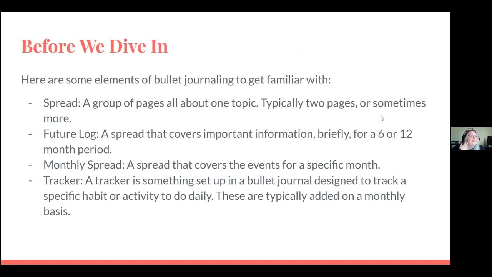Before we dive into the actual method of the bullet journal, I do want to talk about some terms that you'll hear me repeat. So here are some elements of bullet journaling to get familiar with. A spread, which is a group of pages about one topic. It's typically two pages, like when you open the book flat, it's those two pages. It can be more than that. You can have multiple spreads about the same thing, but that's typically what we mean when we talk about a spread.